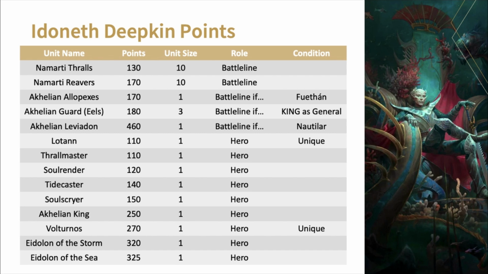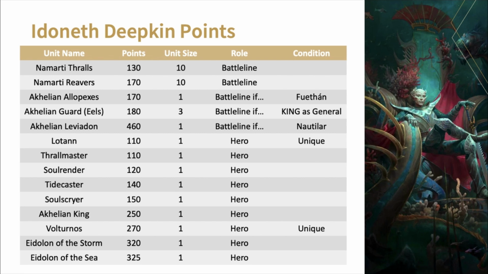Furthermore, we've got 2 unique heroes, one of which I already mentioned is Volturnos, and Lotann. Lotann's one of the better options for just the army in general, and it's nice that he's so cheap, and he turns on your rituals, being an Isharann himself. Of course, he's unique, so you can't take a command trait for him or an artifact. And then the rest, we've got the Thrall Master, who boosts Namarti, the Soul Render, who brings back Namarti, the Tidecaster, who's a wizard and gives you 2 rituals, the Soul Scryer, which lets you do the deep strike with 2 units, or 3 if you're in Briomdar subfaction.